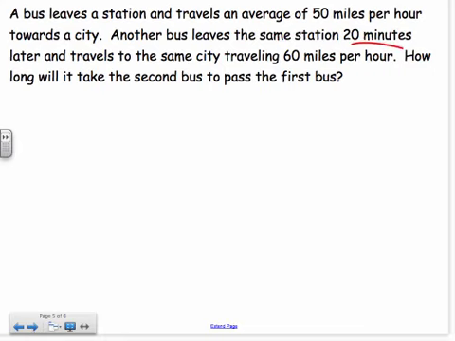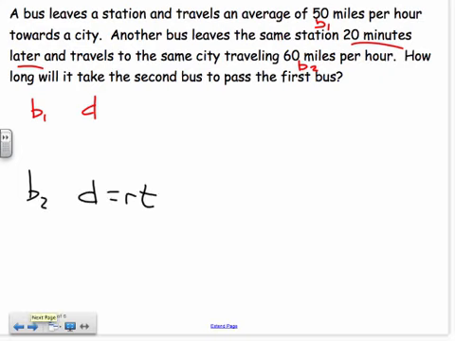than the other. First bus is going 50 miles an hour, second bus is going 60 miles an hour. It says how long will it take the second bus to pass the first bus? So if we think about it, bus 1's distance is going to be the same as bus 2's distance in the end, right? Because they're traveling the same distance, aren't they?